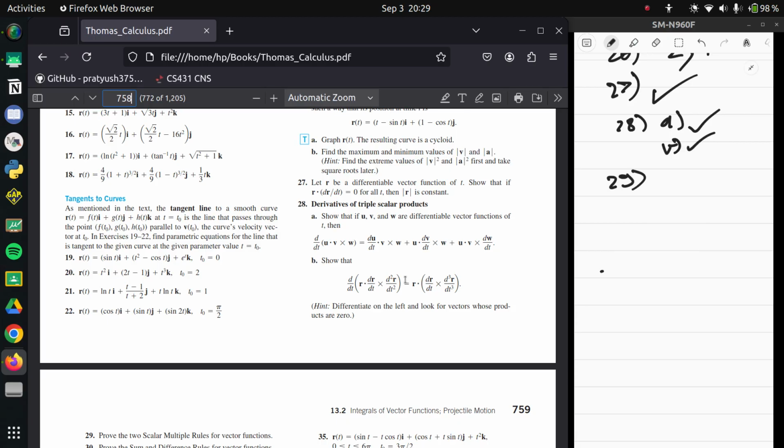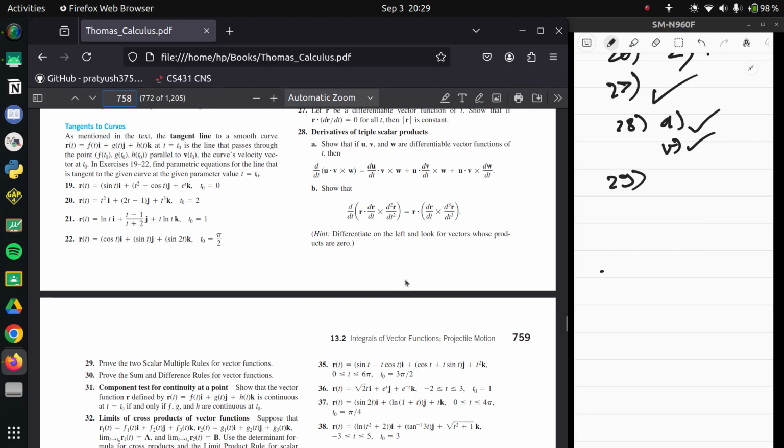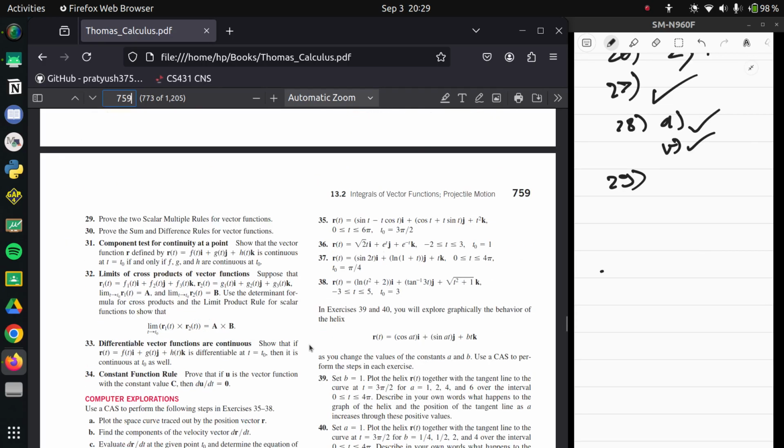29. Where's 29? 29, right? Prove that the scalar multiplication rules for vector functions. What scalar multiplication? Scalar multiple rules. What rules are you talking about? Two scalar multiple rules for vector functions. What? I have no idea what you're talking about. 30. Prove the sum and difference rules. Rules for what? I think for differentiation, I suppose.